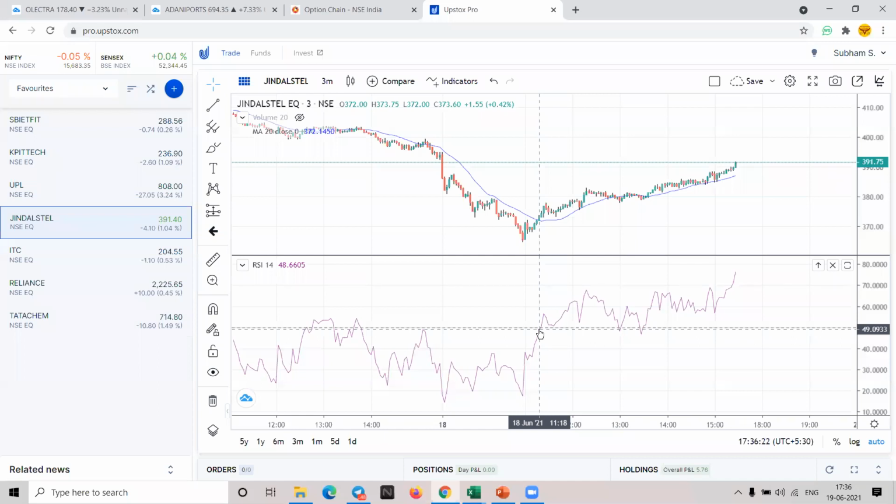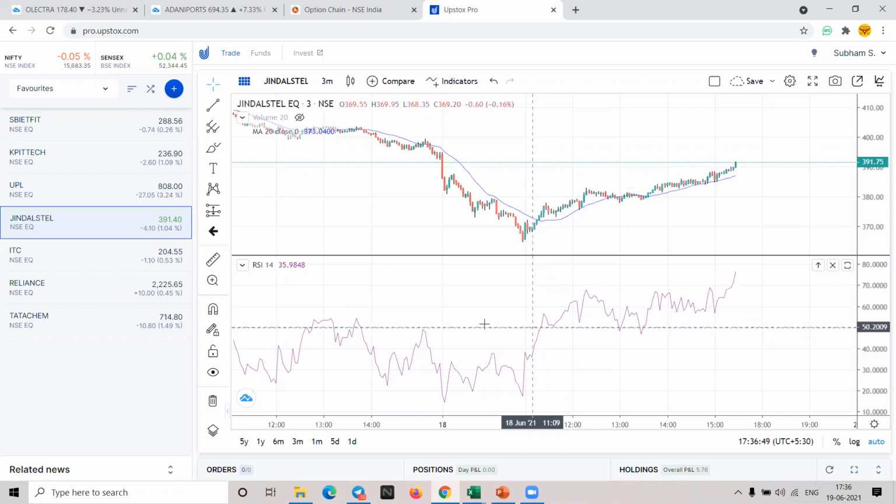If there is a crossover from below 50 to above 50, if you just look here, there is a crossover, right? Below 50, the RSI value has gone above 50. This is the scenario where we understand that the momentum is going from the sell side to the buy side, and it can give a further upward move.